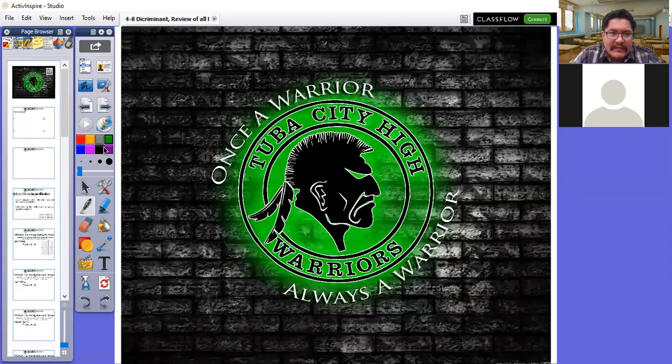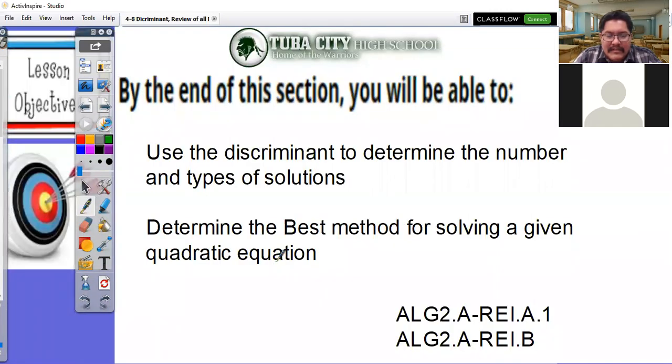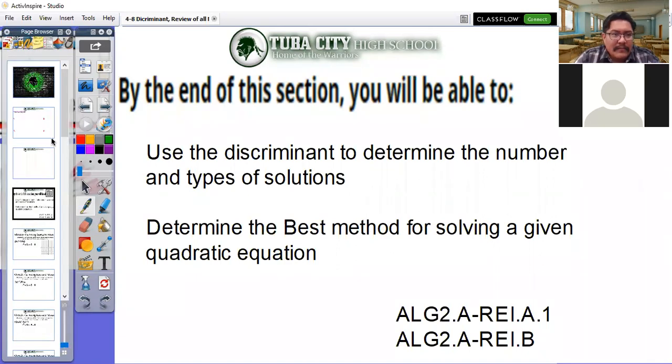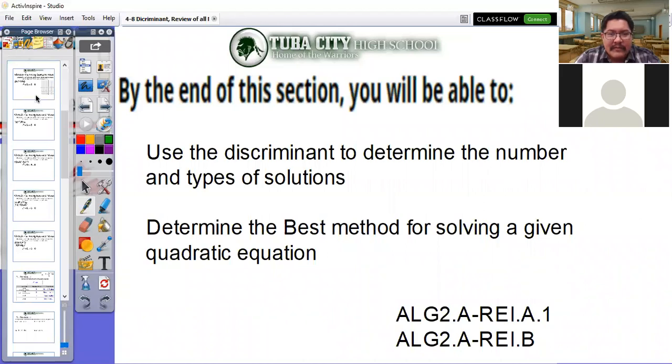All right, so going to the objectives, last class we used the discriminant to determine the number and types of solutions, and this helps us pick the best method that we would use on a quadratic. So that's the other objective that we have: determine the best method for solving a given quadratic equation. Knowing what you have can help you decide which one is better. And again, when in doubt, you could probably just pick one, right?